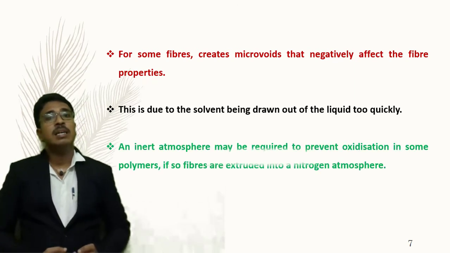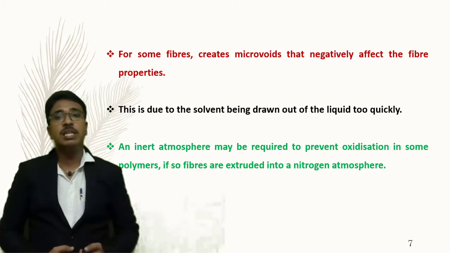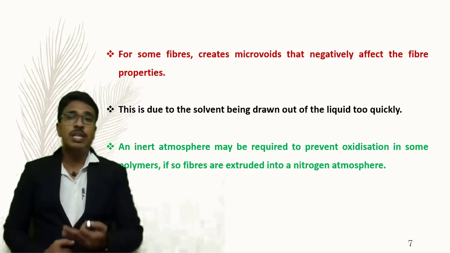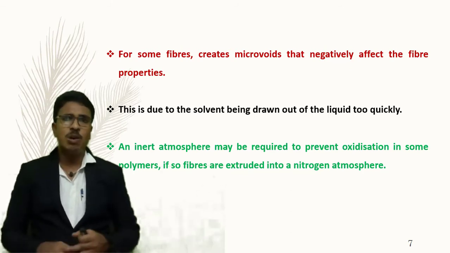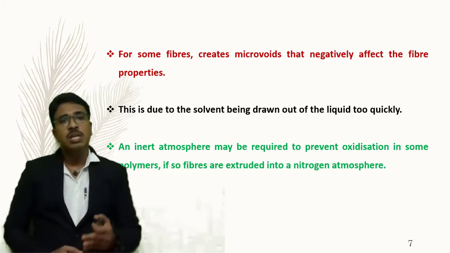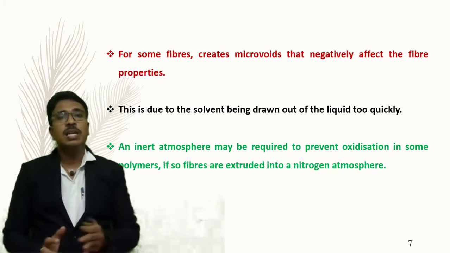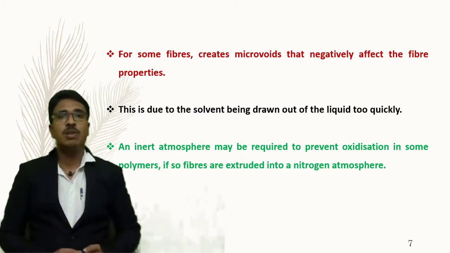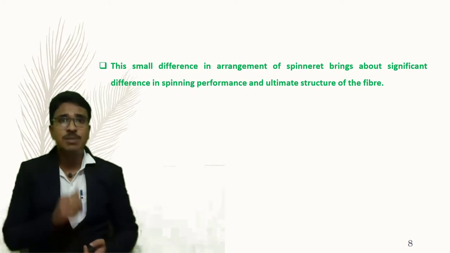Okay. And an inert atmosphere may be required to prevent oxidation in some polymers. So if so, the fibers are extruded into a nitrogen environment in order to prevent oxidation in some polymers, so that the filament or fiber properties will not get affected. Understand? Now this small difference, what is that small difference?